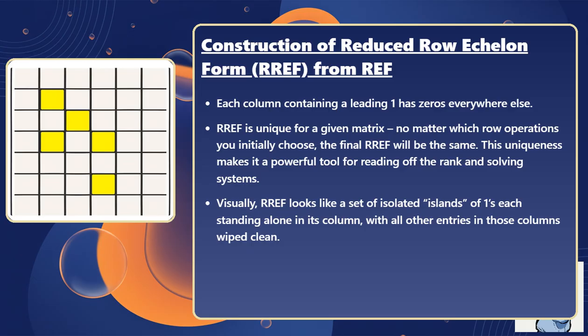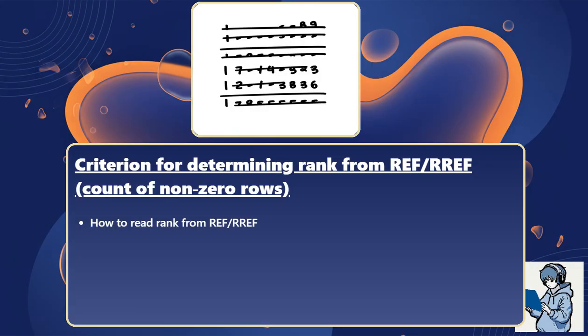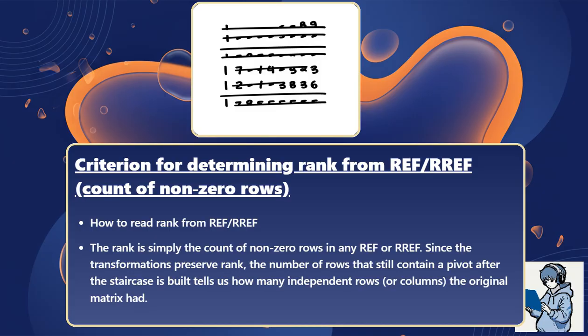Visually, RREF looks like a set of isolated islands of 1s, each standing alone in its column, with all other entries in those columns wiped clean. How to read rank from REF or RREF. The rank is simply the count of non-zero rows in any REF or RREF. Since the transformations preserve rank, the number of rows that still contain a pivot after the staircase is built tells us how many independent rows or columns the original matrix had.